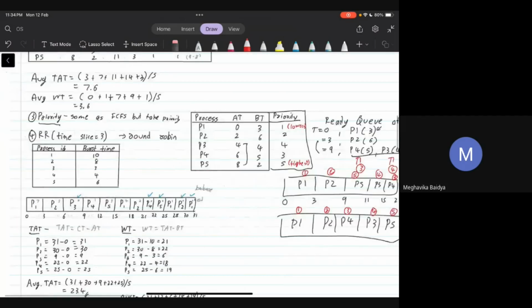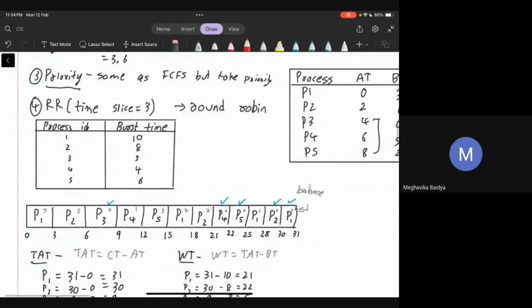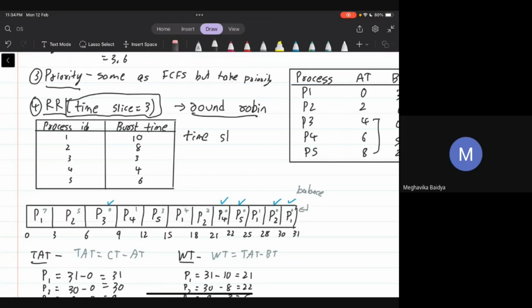Okay. So we move on to the next one, which is RR or round robin. In round robin, the processes will be given a quantity which is time slice or time quantum. Both are the same thing.